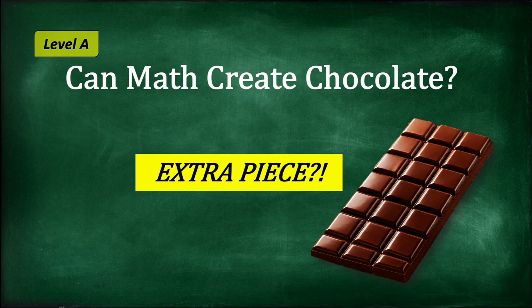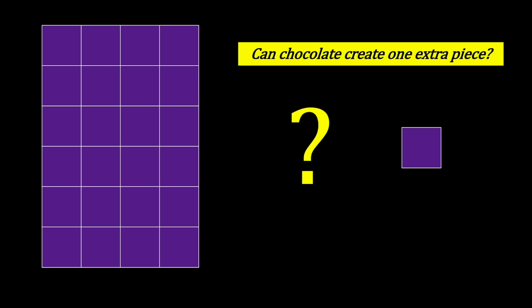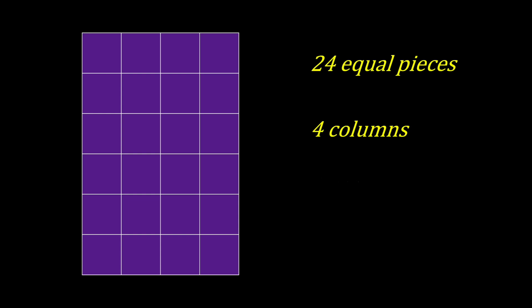Can one chocolate bar turn into the same bar plus one extra piece? At first glance, it really looks possible. We start with a chocolate bar made of 24 equal pieces, 4 columns and 6 rows. Now we're going to cut it in a special way.